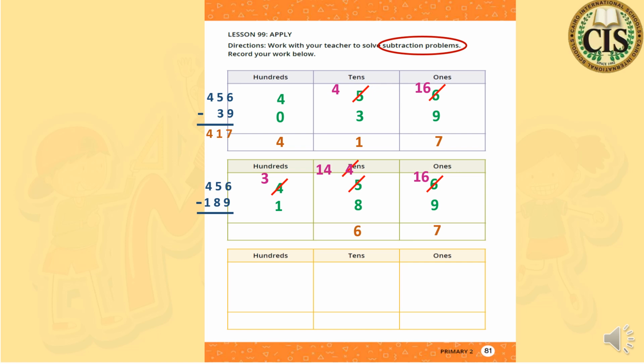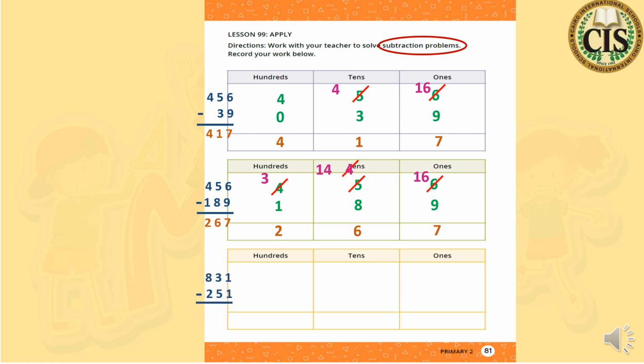Go to the hundreds. 3 minus 1 equals 2. Now 456 minus 189 equals 267.